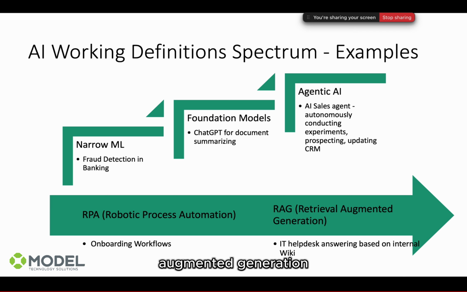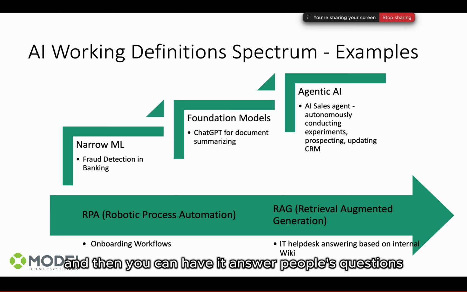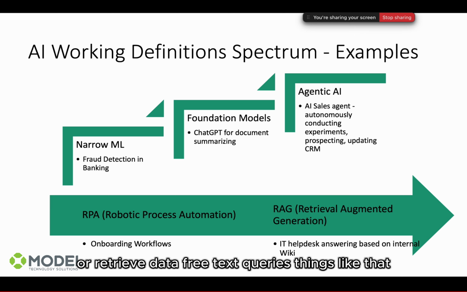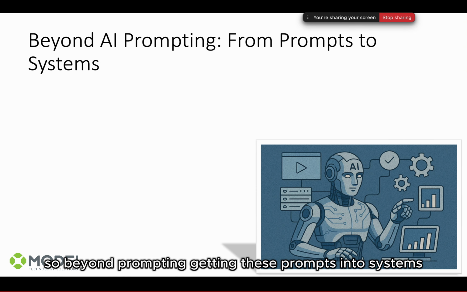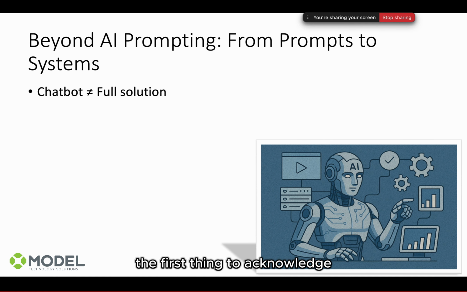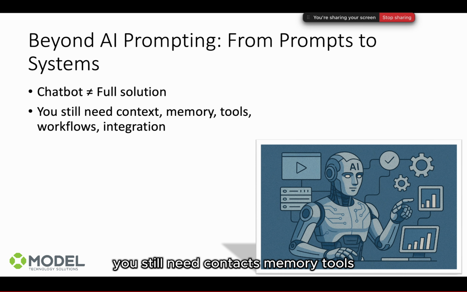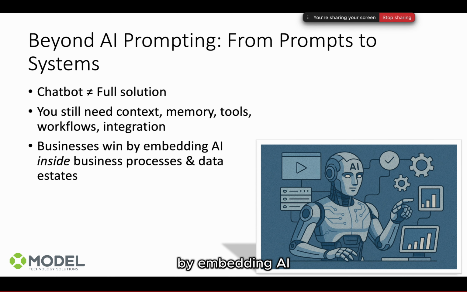And then you have retrieval augmented generation. A good example of this is an IT help desk answering questions based on an internal wiki. So you feed it a bunch of your information for your business, and then you can have it answer people's questions or retrieve data, free text queries, things like that. So beyond prompting, getting these prompts into systems, the first thing to acknowledge is that chatbots are not a full solution. You still need context, memory, tools, workflows, and integrations. And I believe that businesses are going to win by embedding AI inside of business processes and data estates, and we're going to talk more about that today.